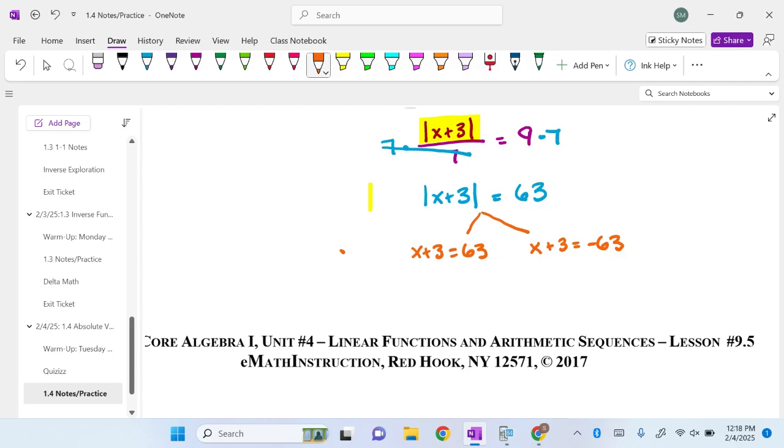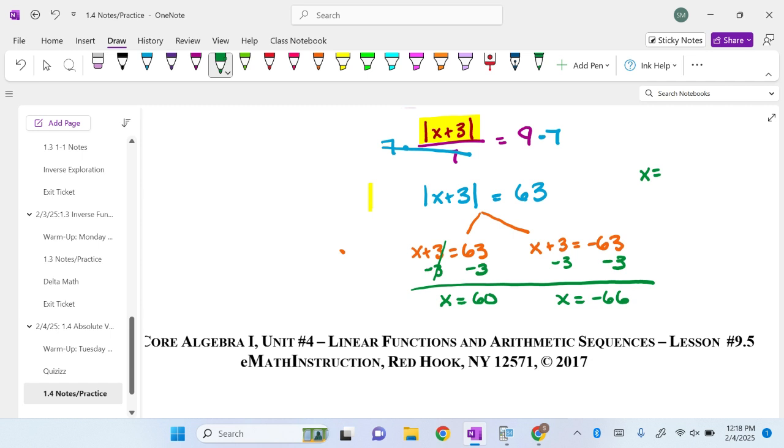So then I'm going to solve those two little equations separately, which all you've got to do for both of them is subtract the 3 from both sides. So this goes away. I get x is equal to 60 and x is equal to negative 66. So x is equal to negative 66, or the set of negative 66 and 60.